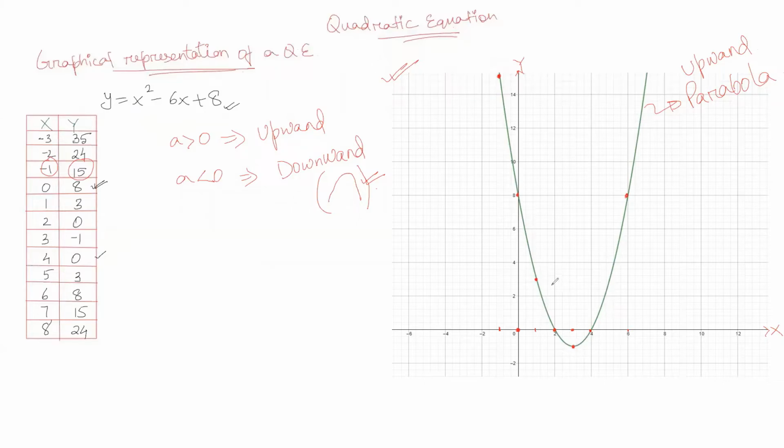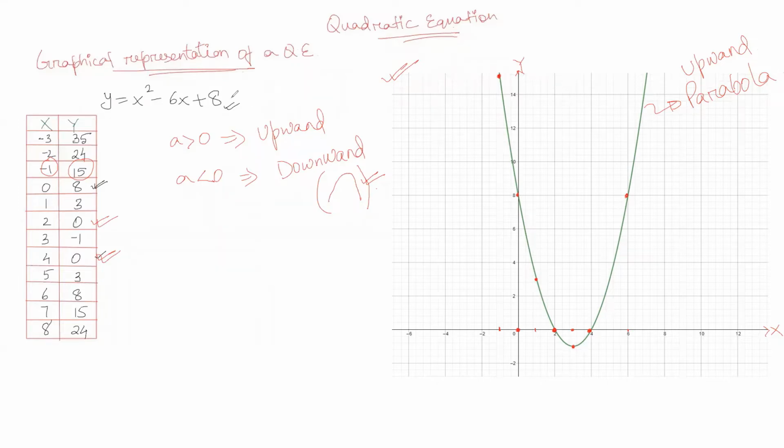Now, there are some points which we can observe from this parabola. First, at x equals 2 and at x equals 4, the graph value is 0. And if we know the values of x at which the quadratic equation attains a value of 0, those points are called the roots of the quadratic equation.